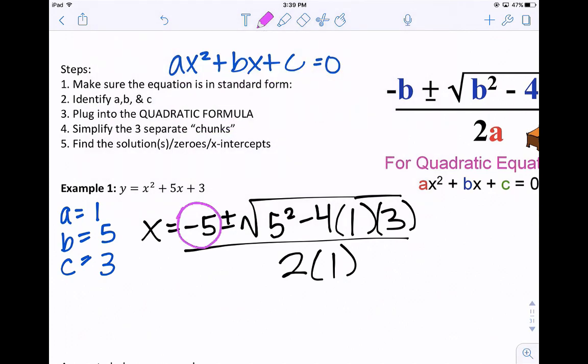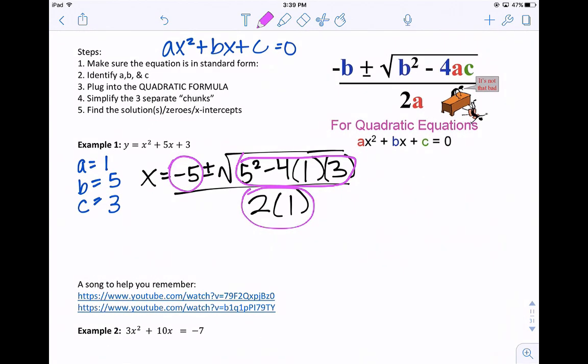So when you show work for me, I want you to separate it into 3 parts. So we have our first number. I want you to figure out this number under the square root sign. It's called the discriminant, and I want you to figure out the bottom.